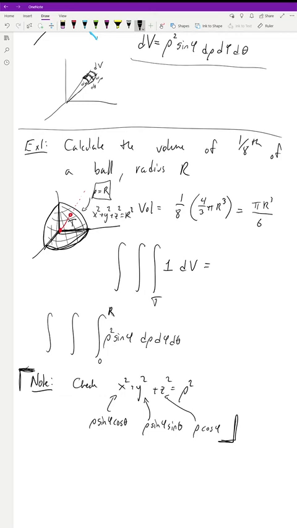Okay, so what about our phi bound? Phi is the azimuthal angle, and I'm only considering the first octant, so I'm going all the way from the z-axis down to the xy plane. And this angle is a right angle, so this angle right here is pi over 2. So our phi bounds go from 0 up to pi over 2. And then finally, our theta bounds. Theta is only considering the first octant again, so our theta bounds go from 0 up to pi over 2. And this is the triple integral that will calculate the volume of 1/8 of a sphere.